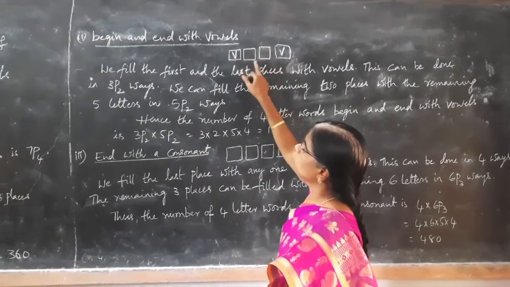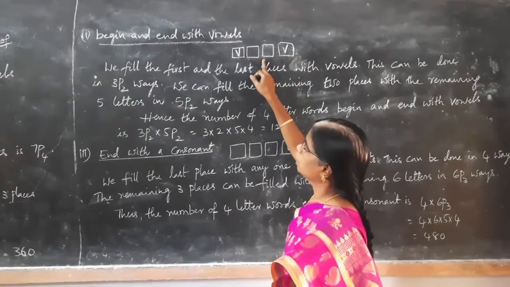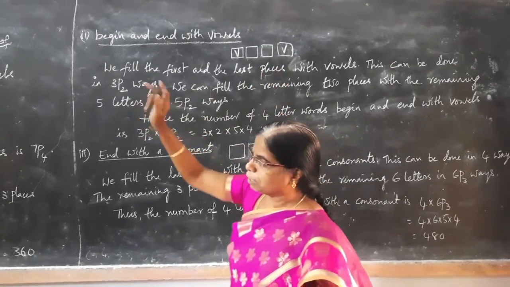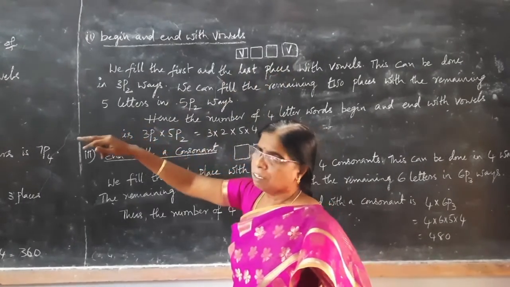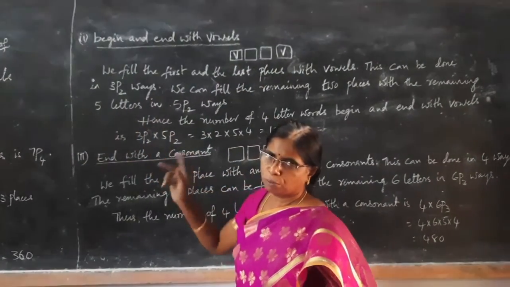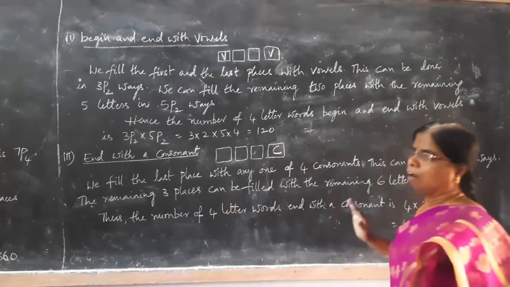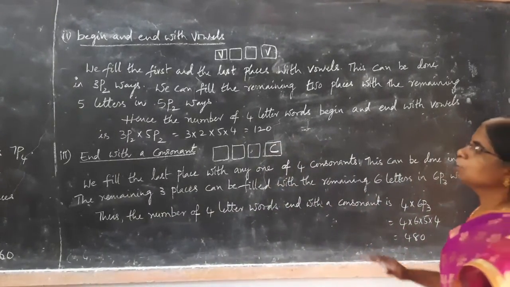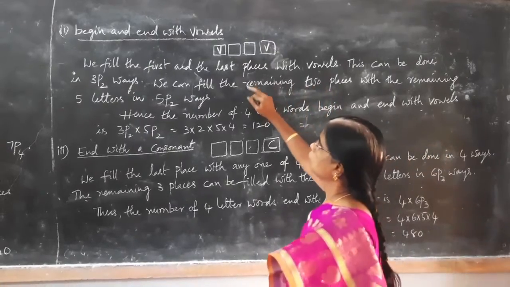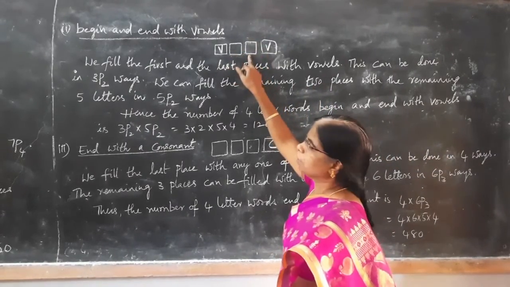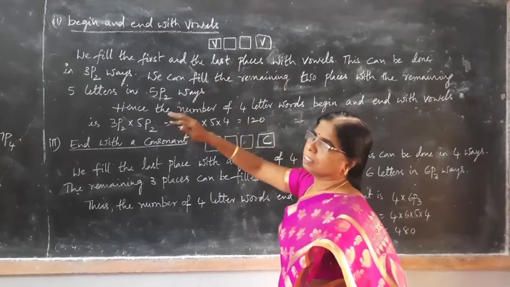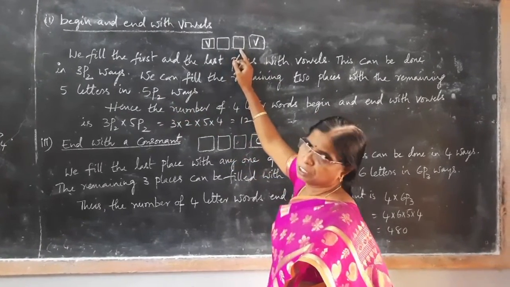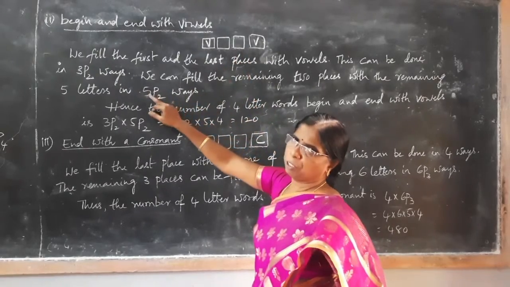Now we have two more places left over, and since two vowels have gone there, how many letters do we have remaining? 5 letters. Out of 7, 2 are used, so the remaining 5 letters are there. So using 5 letters, we can fill these 2 places in 5P2 ways. That means taking 2 letters from 5 letters and arranging them in these 2 places. So this can be done in 5P2 ways.